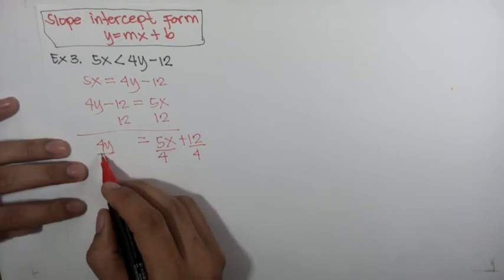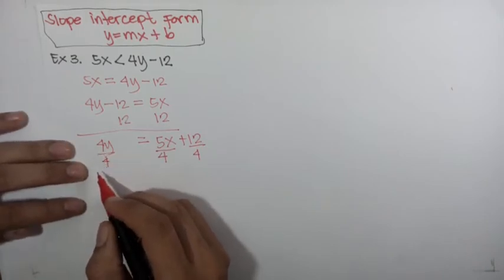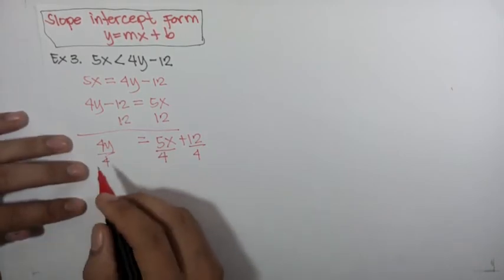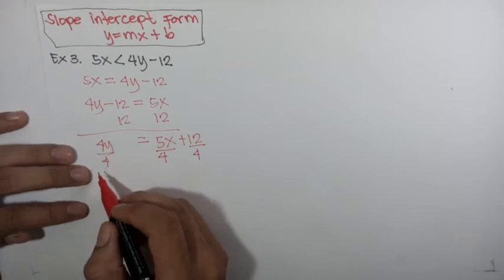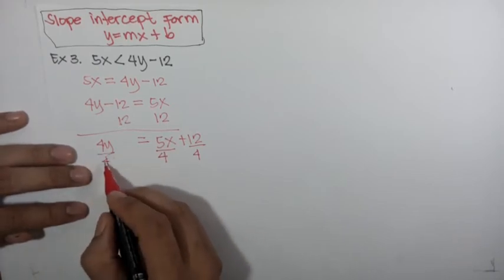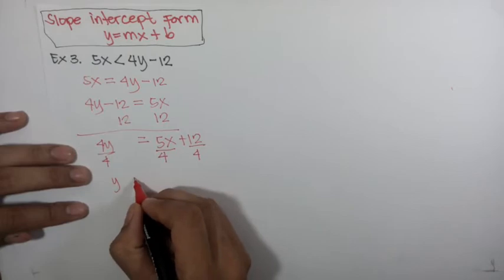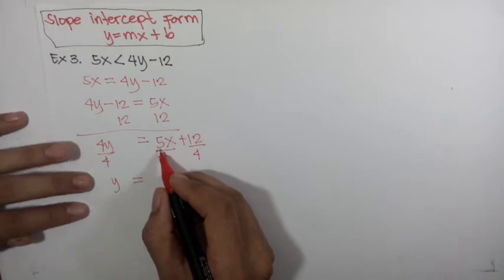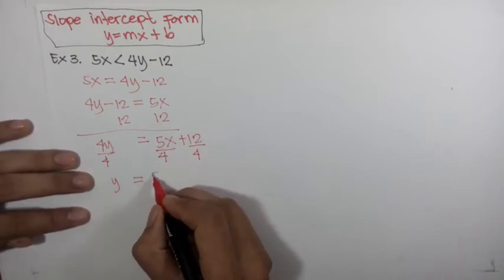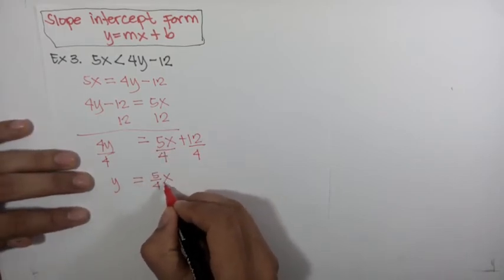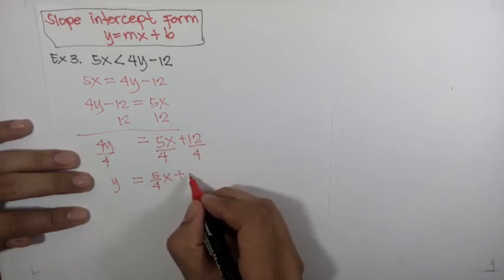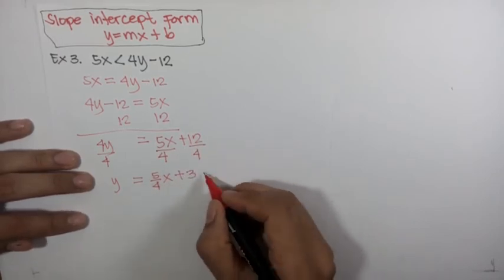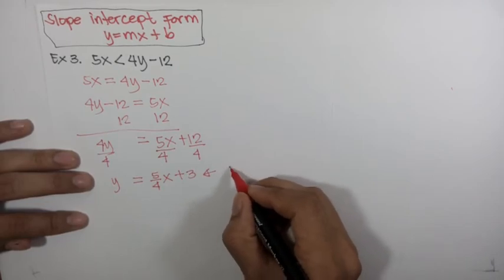Okay, 4 divided by 4 is 1. So you have 1y equals 5 divided by 4. You cannot simplify it. It will give you a fractional number or mixed number form or decimal number. So just leave that form. 5 over 4 x. 12 divided by 4 is 3. So you are done. We now have the slope-intercept form.